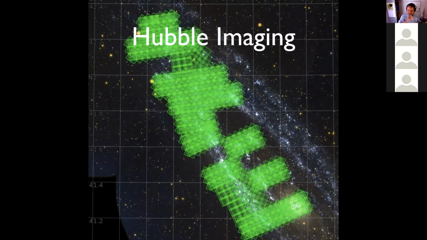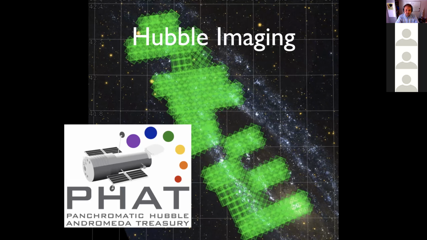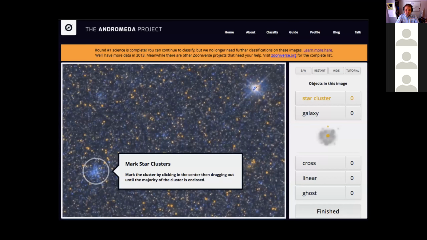So the Hubble imaging is here. This kind of gives you an idea of how many different pictures were taken in order to take the whole thing. It's called the Panchromatic Hubble Andromeda Treasury, the PHAT survey. And so the idea was you'd mark, we had a circle drawing tool already for the Moon Zoo. So that drew around, like, hey, there's a crater here and a crater here.